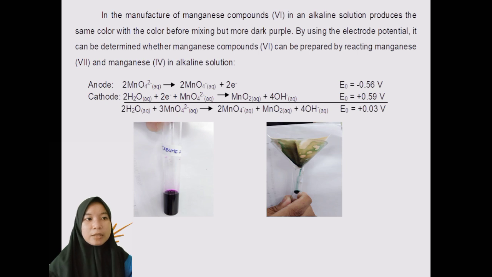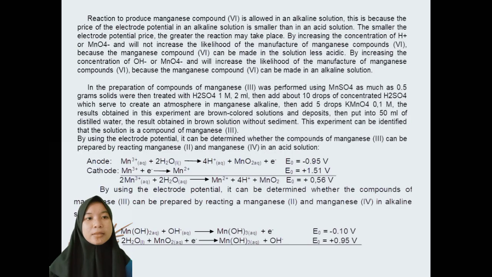By using the electrode potential, it can be determined whether manganese compound 6 can be prepared by reacting manganese 7 and manganese 4 in alkaline solution. The reaction to produce manganese compound 6 is allowed in an alkaline solution. This is because the electrode potential in alkaline solution is smaller than in acid solution.